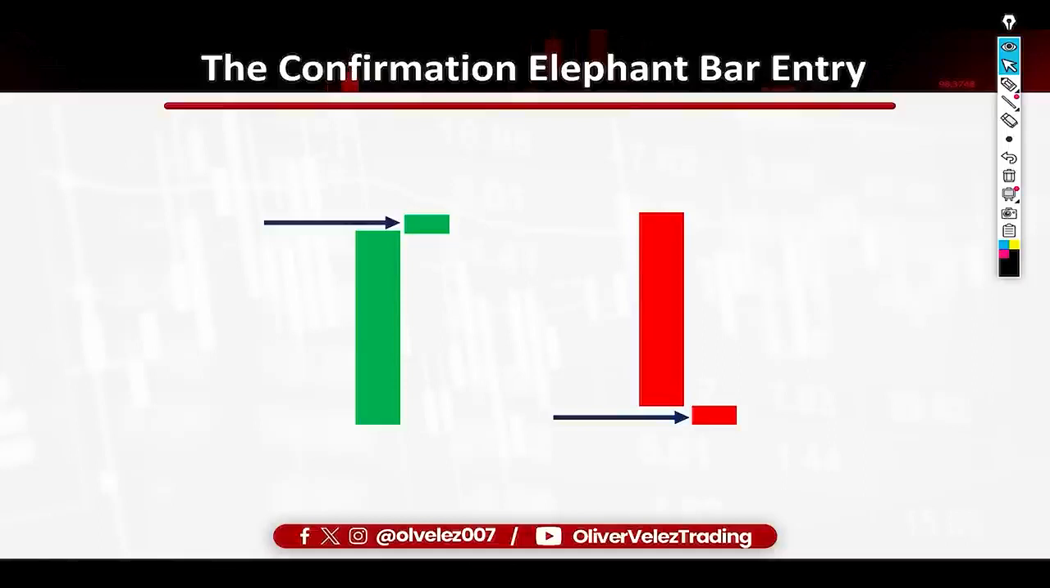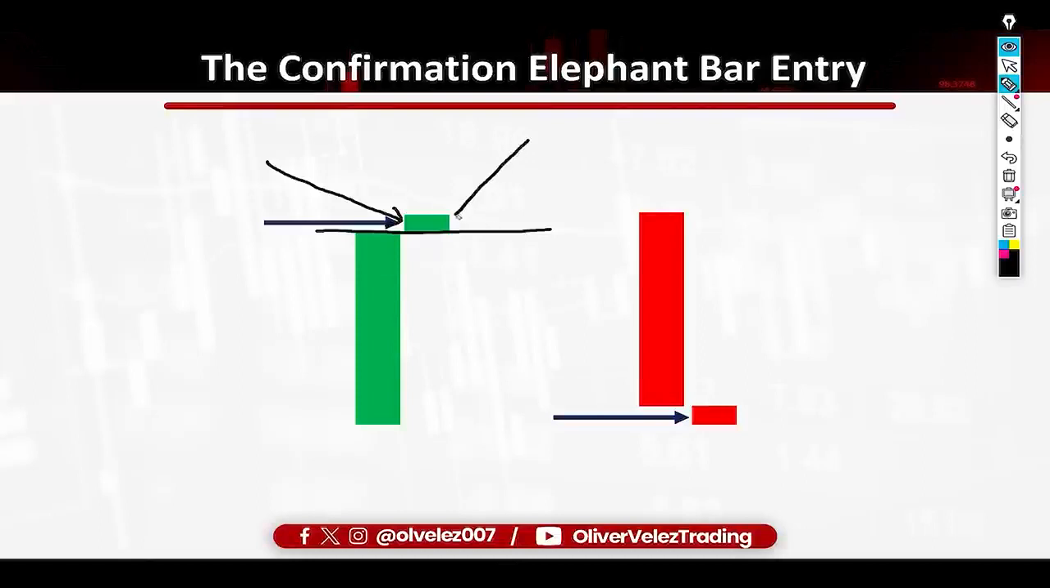And sometimes you'll just want to say, you know what? Let me wait a little bit longer. I'm going to let the elephant bar finish, and I'm going to get in on the very next bar that clears the elephant bar's high or low. So boom, this is the very next bar that clears the high of the elephant bar that I liked. All right? That's called the confirmation entry.